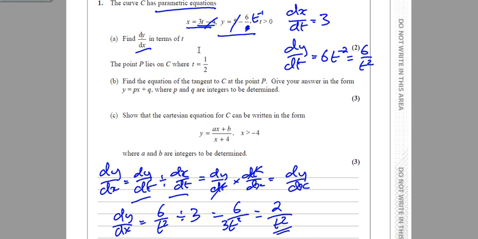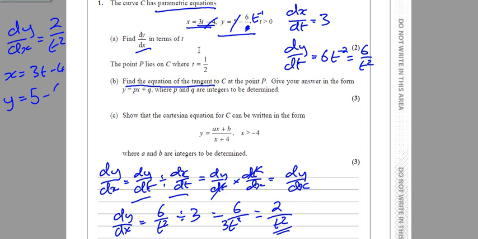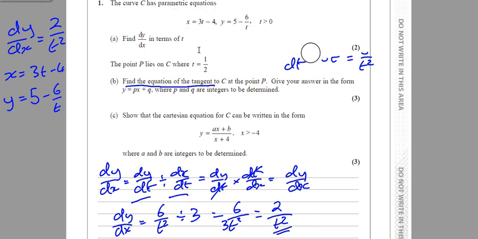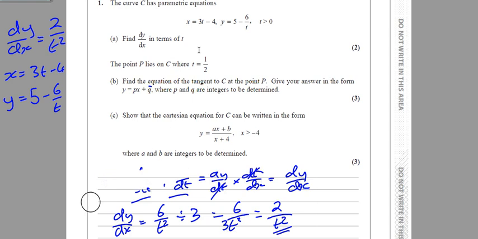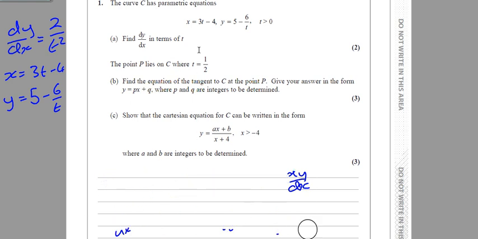Right, the next thing we've got to do is find the equation of the tangent. So if we just write up here, we've got our information: dy by dx equals 2 over t squared, and we've got x equals 3t minus 4, and y equals 5 minus 6 over t. Let's get rid of everything else now, that way we can move the screen up. So find the equation of the tangent.